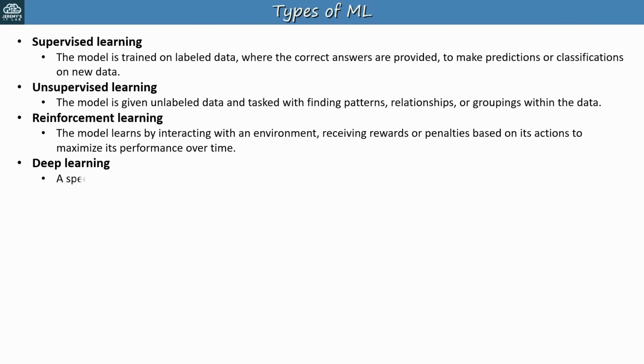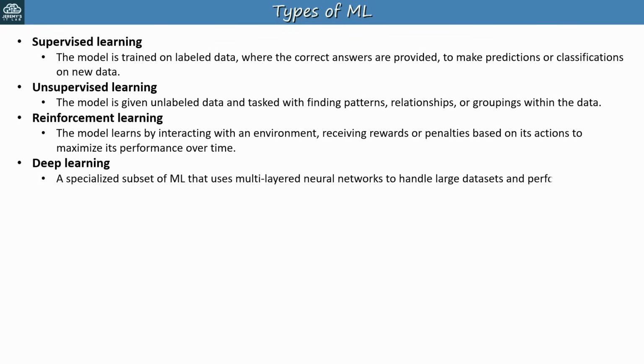Finally, there is deep learning. Deep learning is a specialized subset of machine learning that uses artificial neural networks to handle large data sets and perform complex tasks. It's inspired by the way the human brain, a natural neural network, processes information.